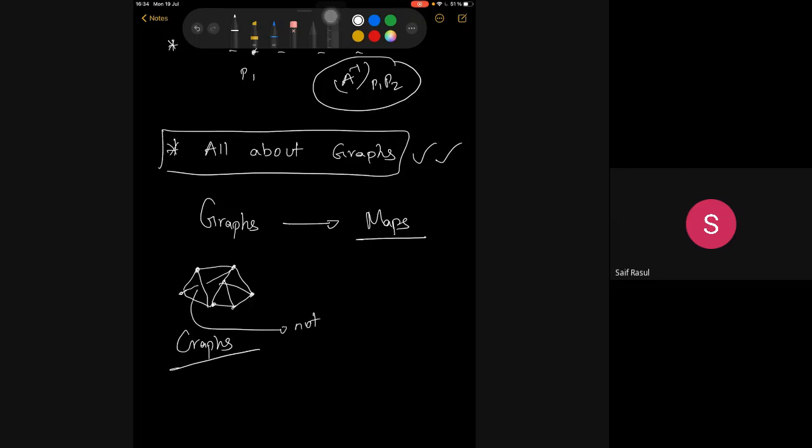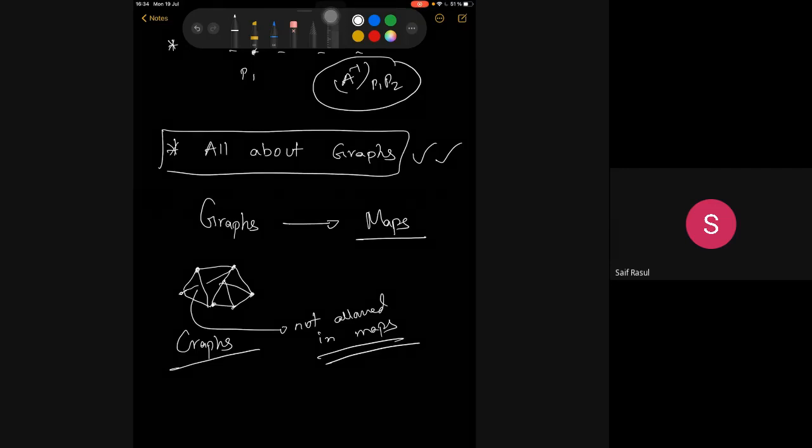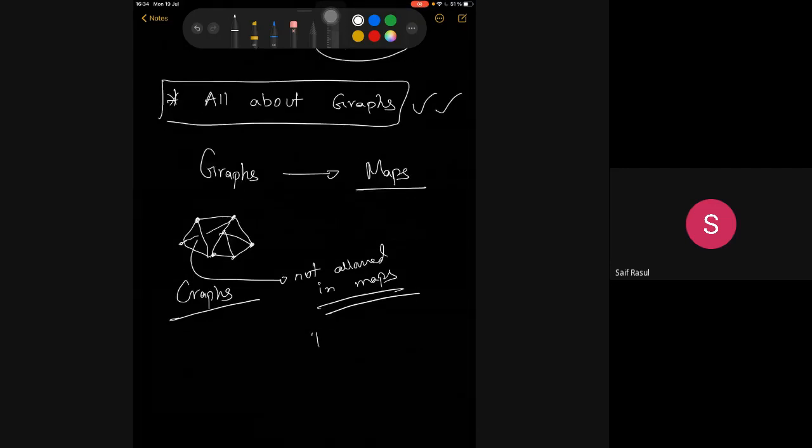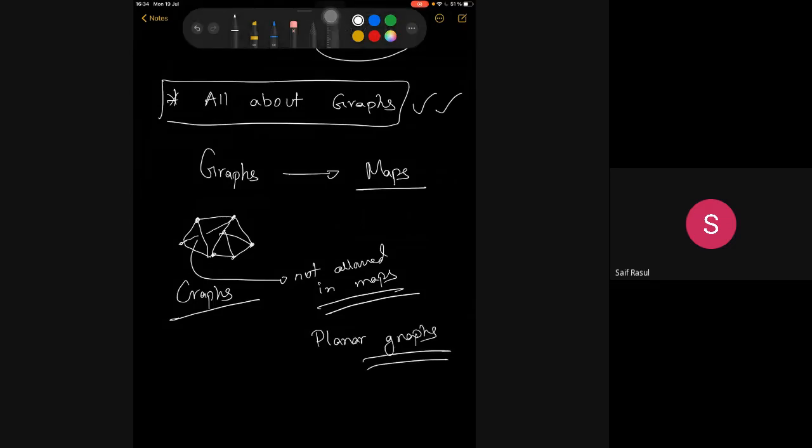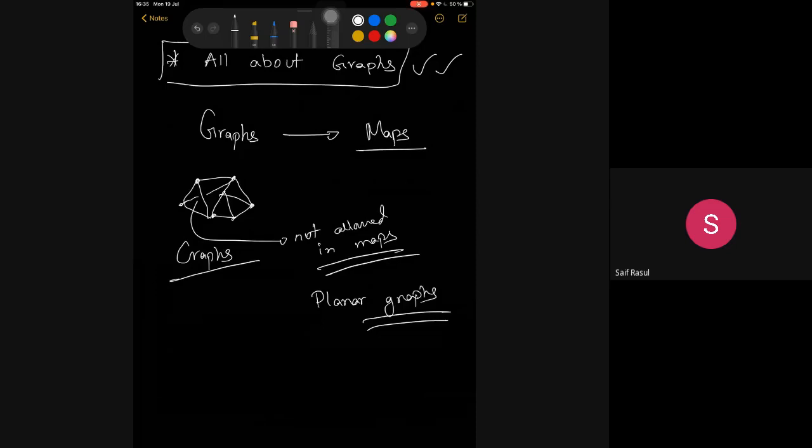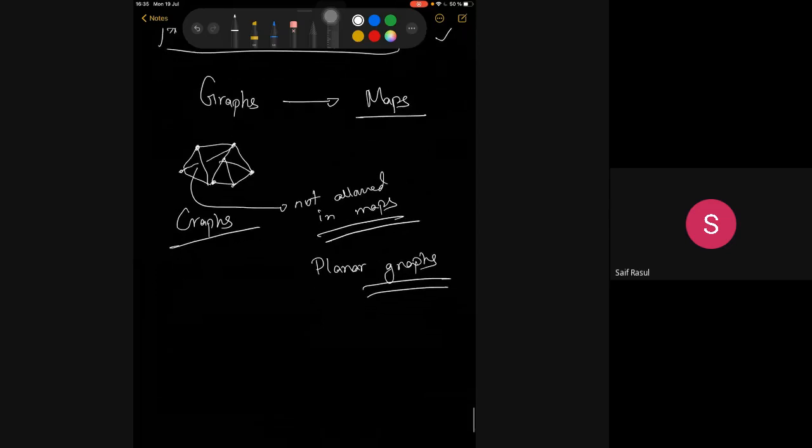So maps are the same thing. I'll define it in a bit for your understanding. So this overlapping thing is not allowed in maps. And sometimes these maps are called planar graphs because they are drawn on a plane. So these can be drawn on a plane or a sphere. So why do we need the notion of maps? That is our first question.